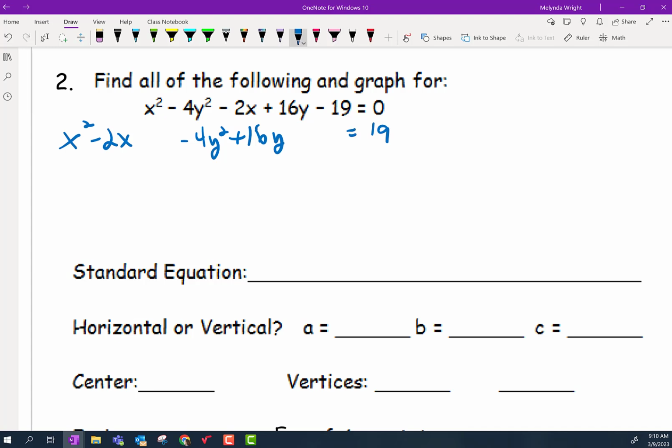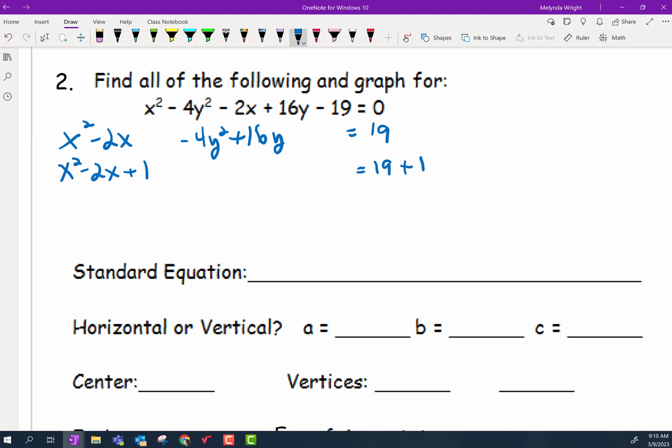So here we go. On the x's, the leading coefficient is 1. The number in front of x squared is 1, so I don't need to do anything. I can just go ahead and go for it. Half of 2 is 1. 1 squared is 1. Plus 1.